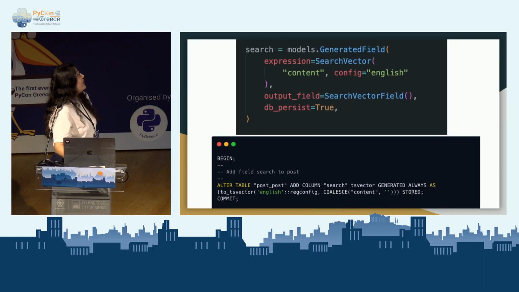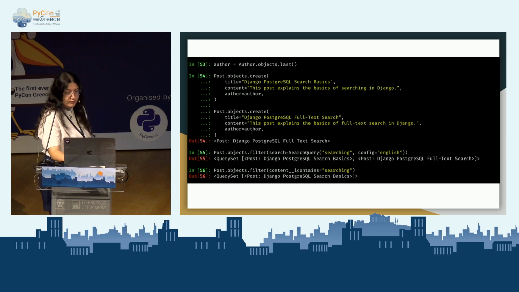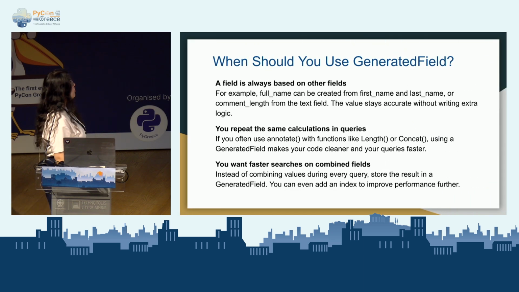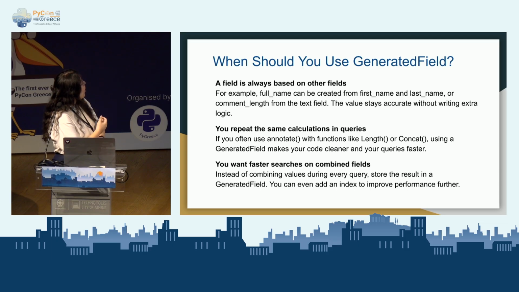Also, you can use a generated field with a search vector to add full text search to your projects. And here is an example. So when should you use it? If you define a field from other fields, like full name from first name and last name, you can use it, especially if you have a proprietary method in models. You can use it instead of the proprietary method. Also, if you have a lot of repeat calculation like annotation, you can use it.